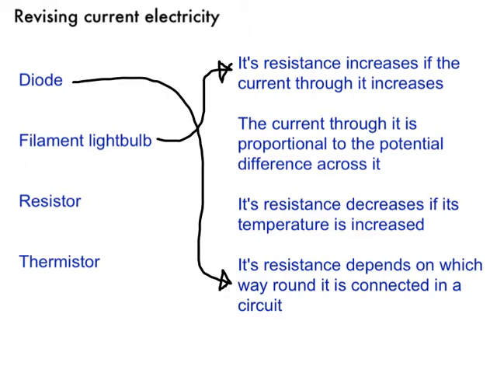The next one then is just a standard resistor. So we're saying for a resistor, the current through it is proportional to the potential difference across it. So we should have linked up that one there. Of course, we've only got one left to link now, but if we have a little look for a thermistor, we can see that its resistance decreases if its temperature is increased. So that should have been your last link up for that one there.